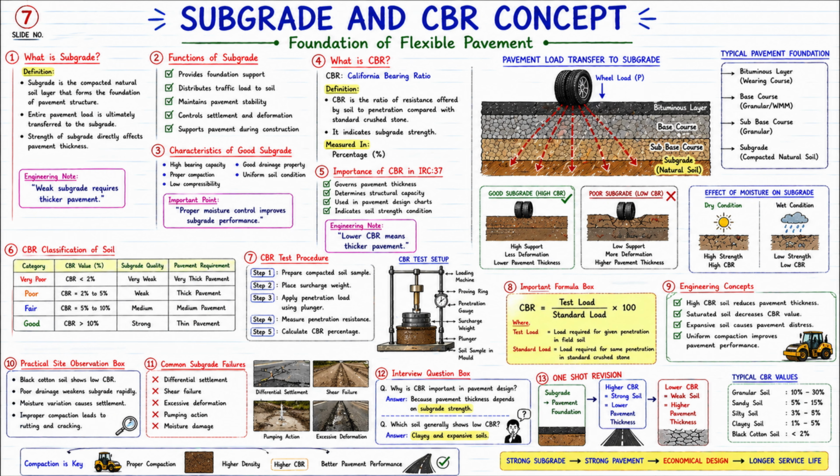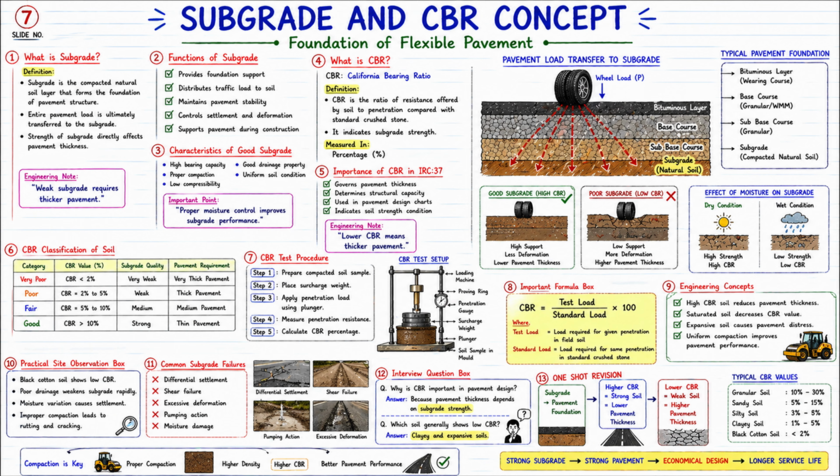What is CBR? CBR means California bearing ratio. Now understand the definition. CBR is a ratio that compares the resistance of soil with that of standard crushed stone. Simple language: CBR indicates soil strength, measured in percent. Now understand the practical thing. Higher CBR means stronger soil. Lower CBR means weaker soil.